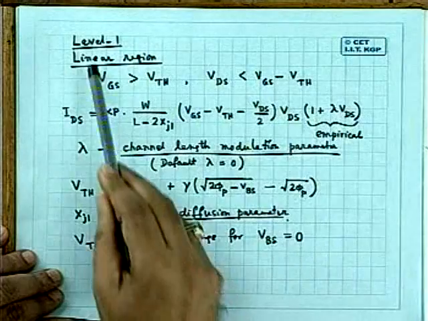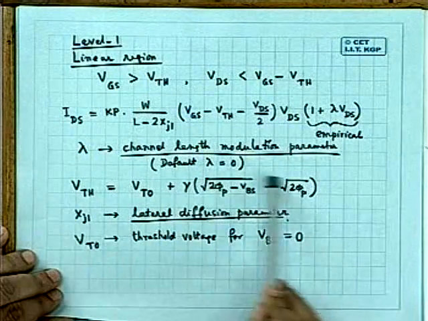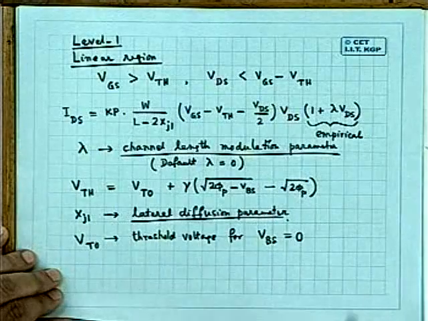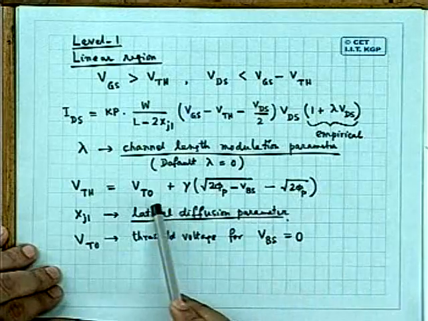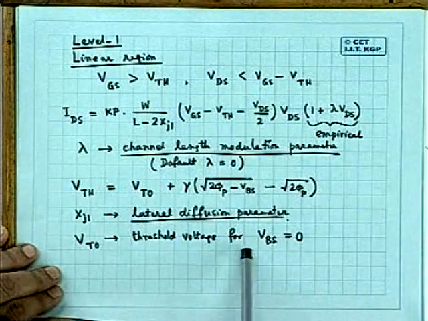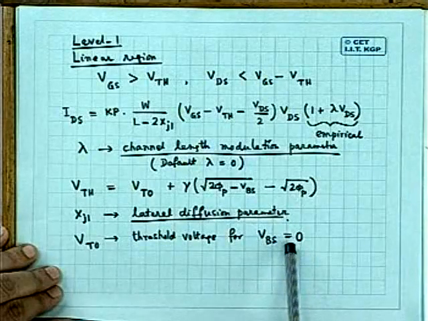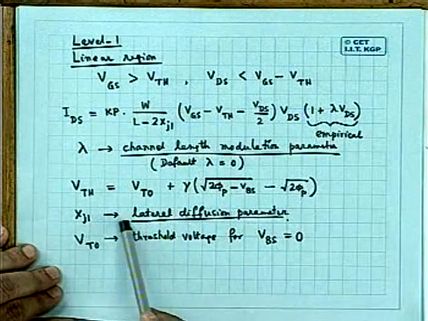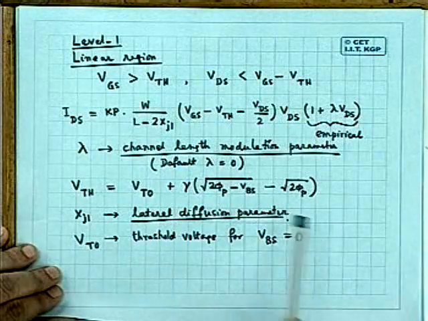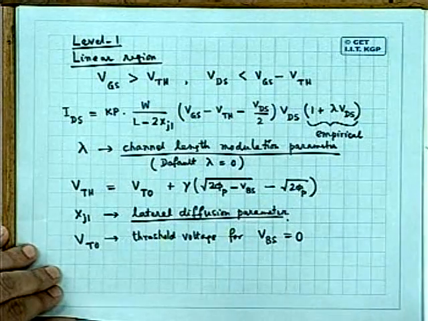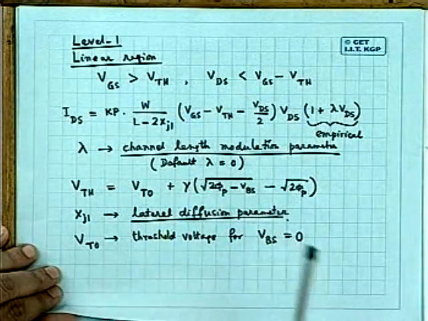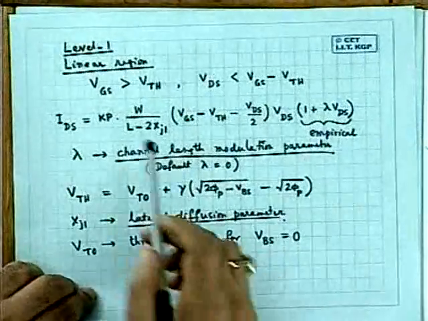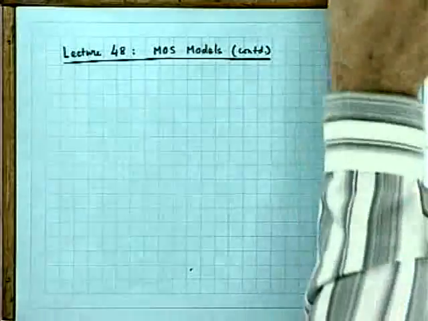And threshold voltage in level 1 is normally denoted by something like this, which was already defined in some earlier class while discussing the device physics, where VTO is a threshold voltage without the body effect. VBS equal to 0 means without the body effect. XJ1 is the lateral diffusion parameter, and gamma is normally called the substrate bias parameter. It influences the substrate bias. This is for the linear region, and the saturation region in the same way.